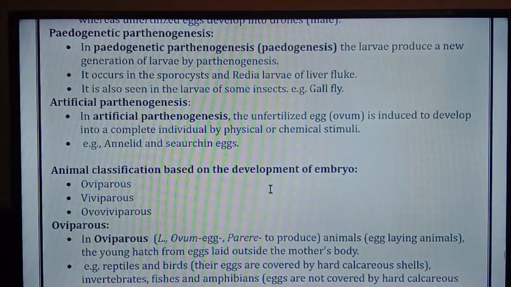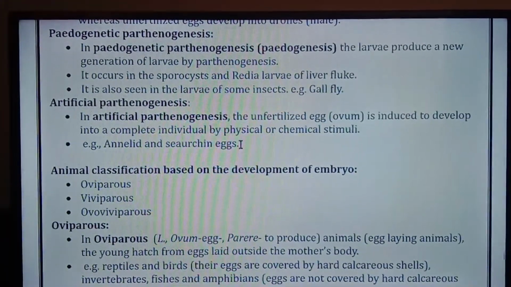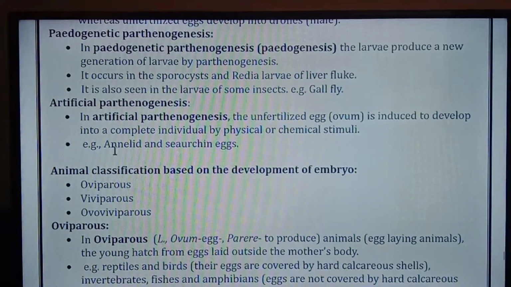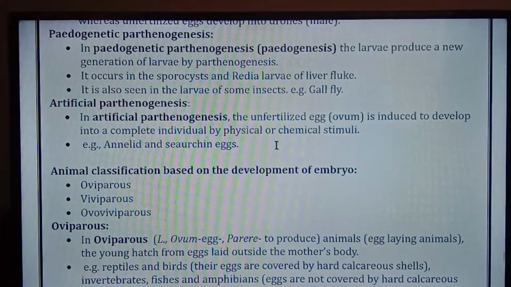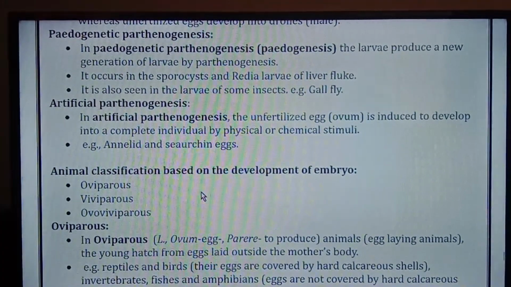The next we have the artificial parthenogenesis, in which the unfertilized eggs are induced to develop into the complete individual by physical or chemical stimuli. So we are inducing, so it is called as artificial parthenogenesis. Example, annelids and sea urchins are capable of producing young ones by artificial parthenogenesis.